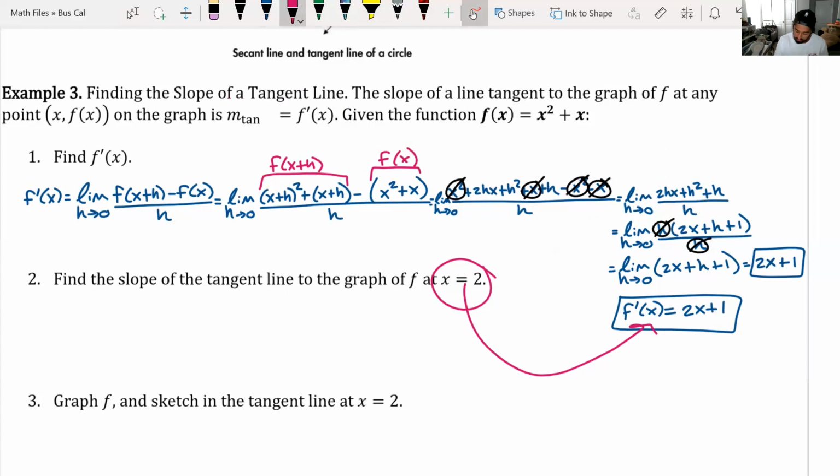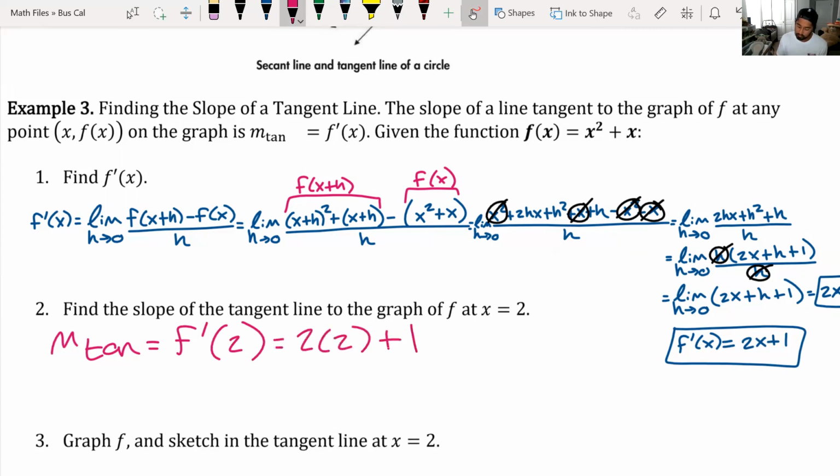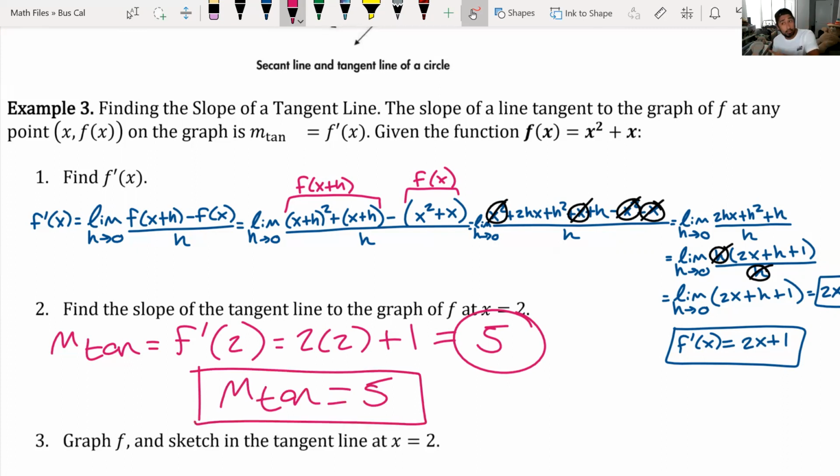Okay, so all number 2 says is, hey, take 2 and plug it into your derivative. That's all it says. So we'll have slope of the tangent line, which means that it's also equal to the derivative, but at this time we're going to plug in 2, which means we'll get 2 times 2 plus 1, which will give us 5. So this means the slope of the tangent line is 5. So when x is 2, the slope of the tangent line is 5. So at that one point, the slope is 5.